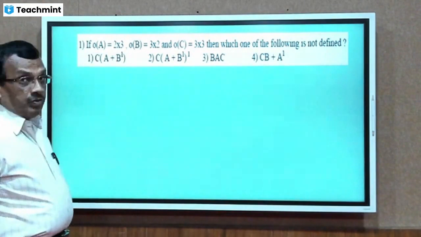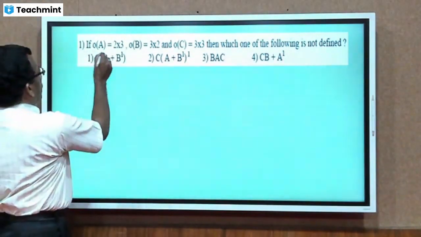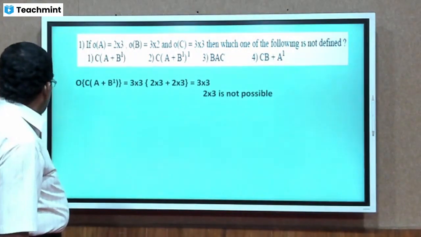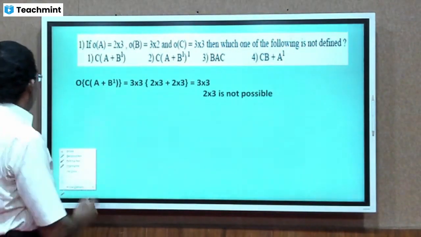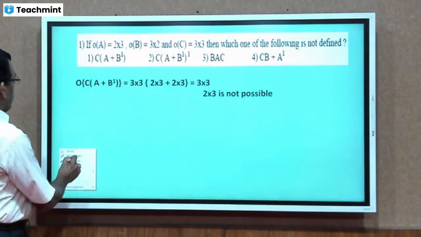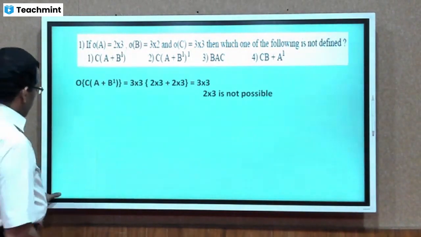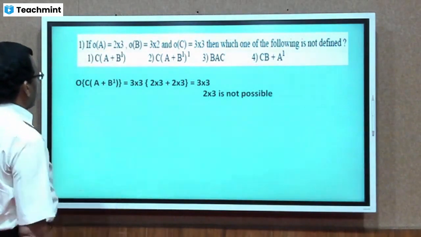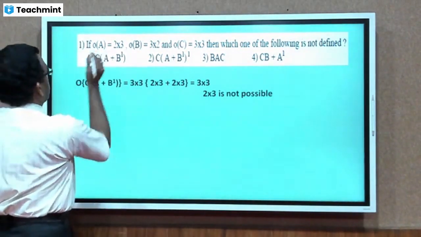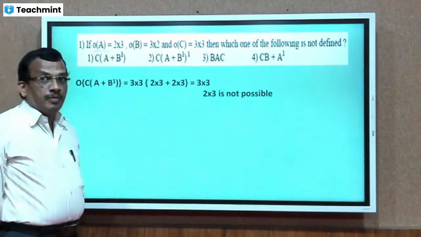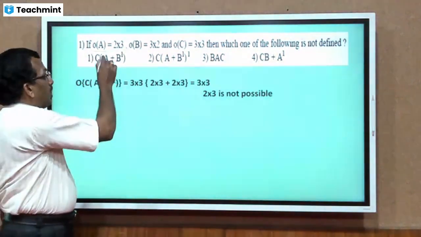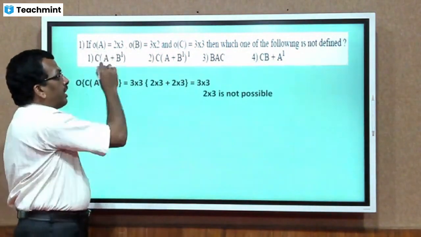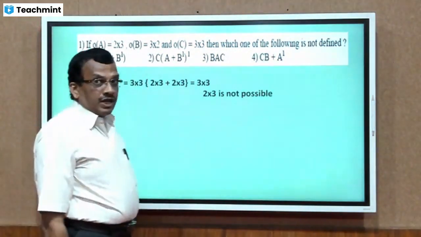Here is a problem. It is given as O of A is given here. O means order of the matrix. In front of that, you are observing that it is 2 cross 3. Order of the matrix has been given. A, B, C are the 3 matrices whose orders are given.